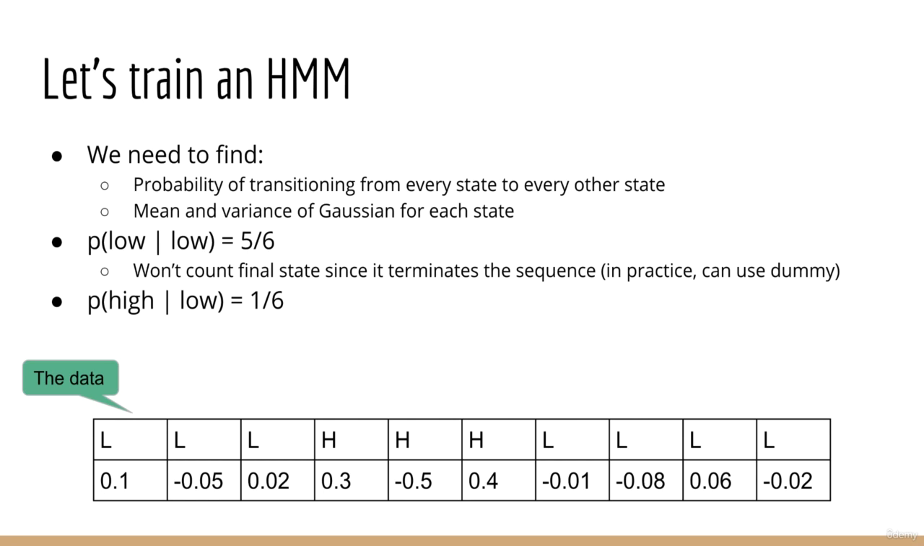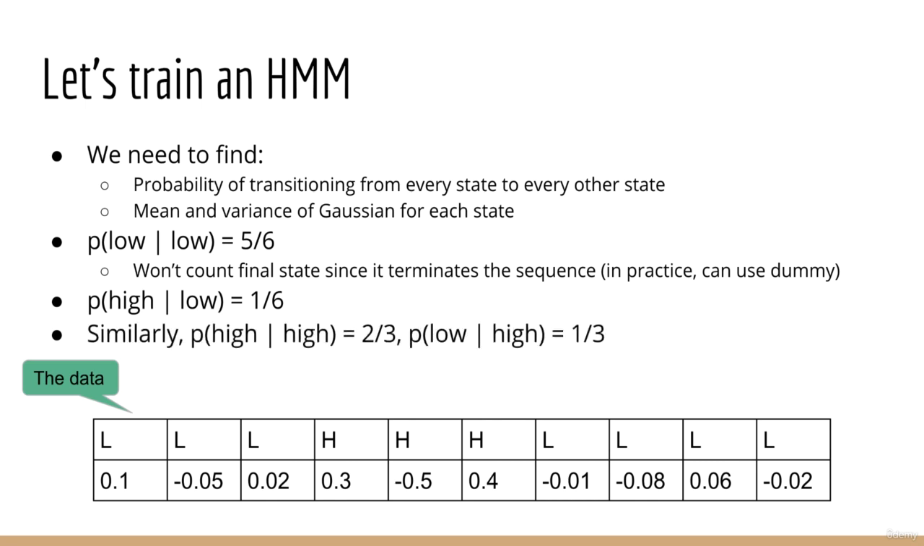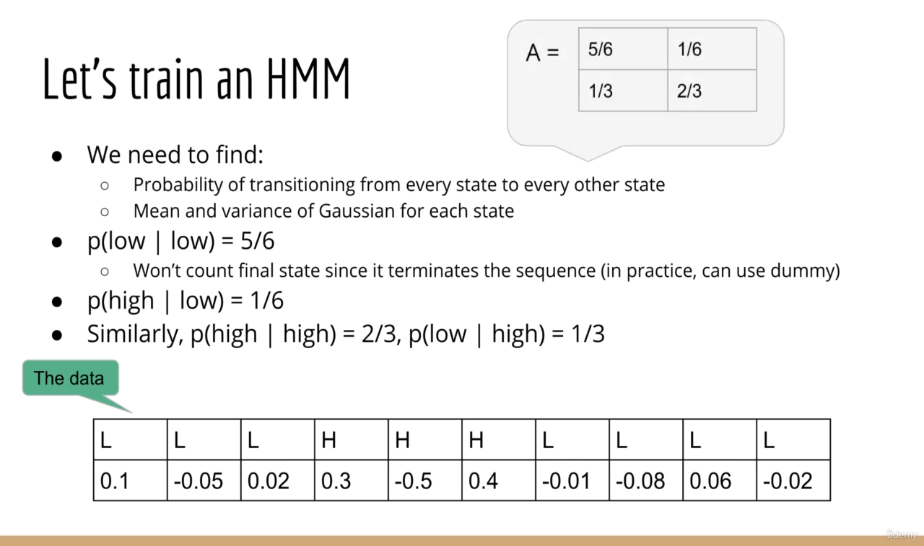We can do the same thing for when we start from the high state. The number of times we transition from high to high is 2, and we are in the high state 3 times. Therefore, P of high given high is equal to 2 out of 3. Consequently, P of low given high is equal to 1 out of 3. Okay, so this gives us our state transition matrix. We have 5 out of 6, 1 out of 6, 1 out of 3, and 2 out of 3.